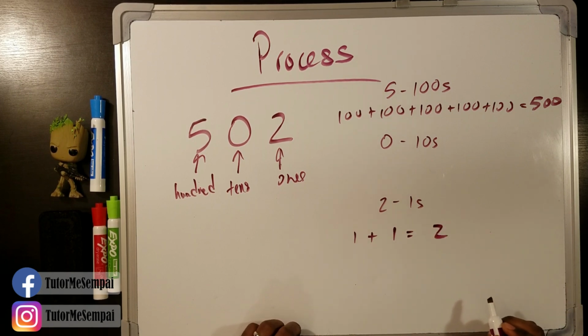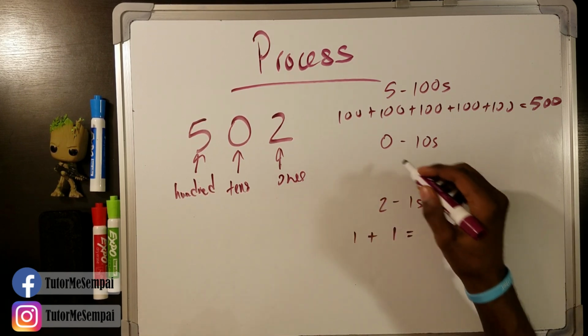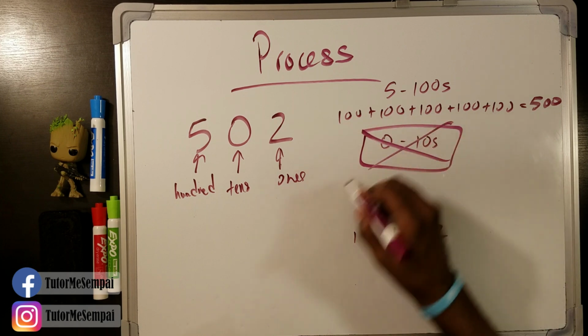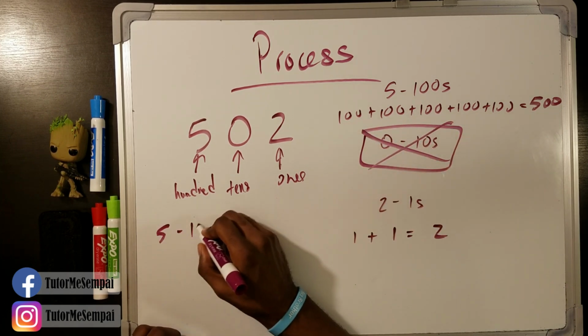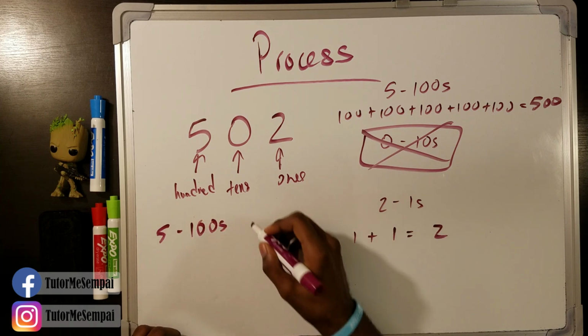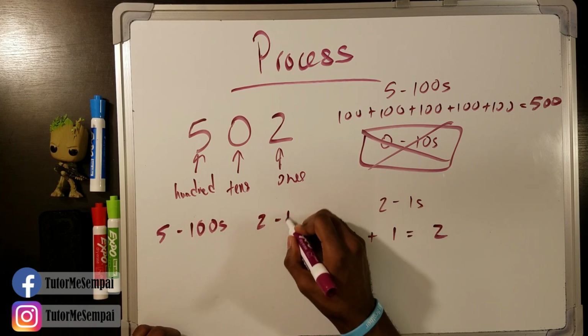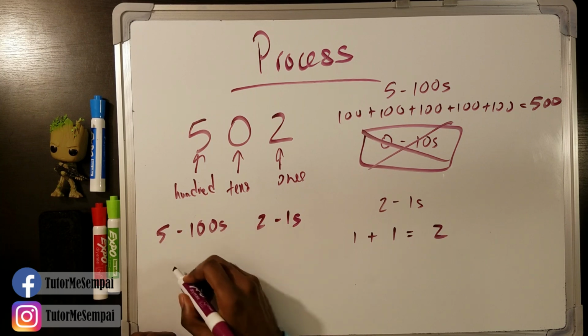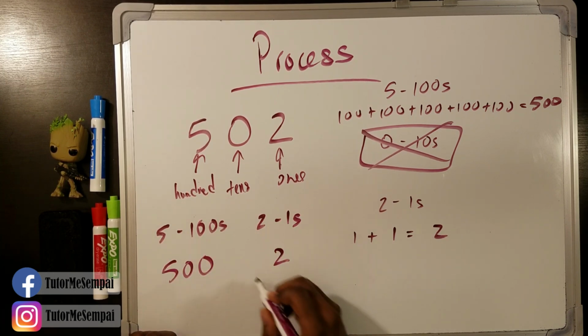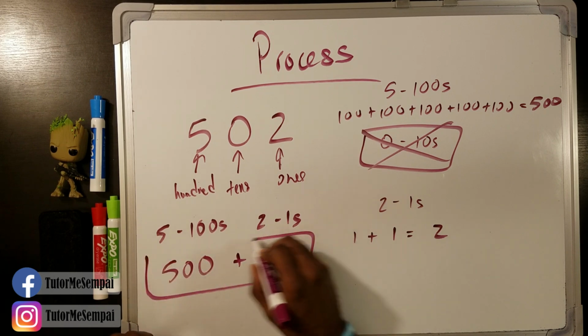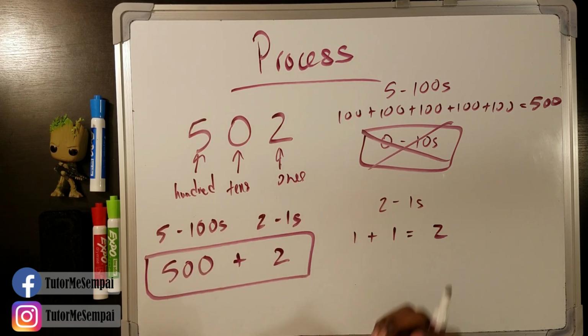And we have that left. So because we don't write anything here, we can effectively ignore that. So we really only have 5 hundreds and 2 ones. So that 500s means we have 500, and the 2 ones means we have a 2. We add them together. This is our expanded form notation.